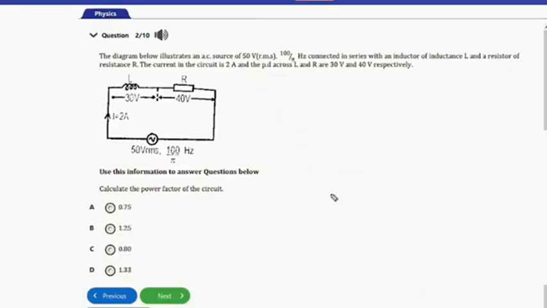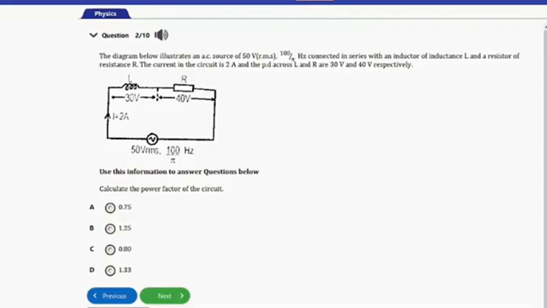Alright, so the next question here is question number 2. It says, the diagram below illustrates an AC source of 50 volts root mean square, 100 over pi hertz connected in series with an inductor of inductance L. Just the same information we have previously. But then here it says calculate the power factor of the circuit.